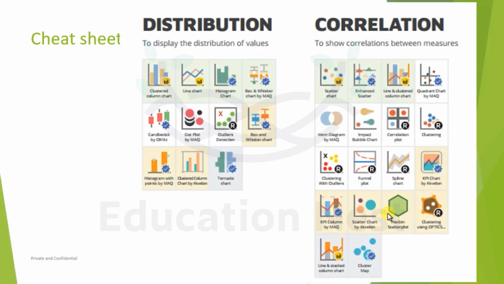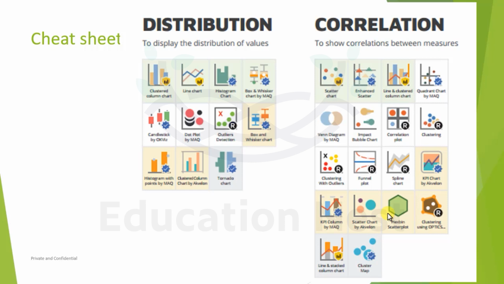Distribution chart. It is used to display the distribution of values. So if you are coming from a perspective that you want to show a distribution of many things, then these charts can help you place your values on a time scale basis or a period scale basis or any other basis and show you what their volumes are like. For example, a clustered column chart or a line chart can be used over here.